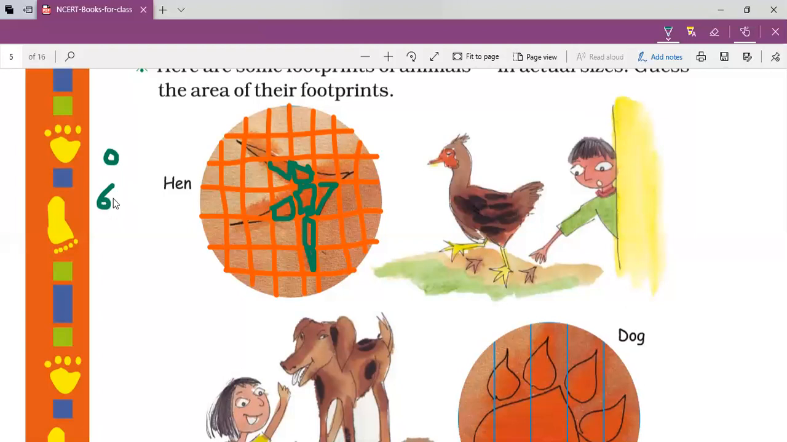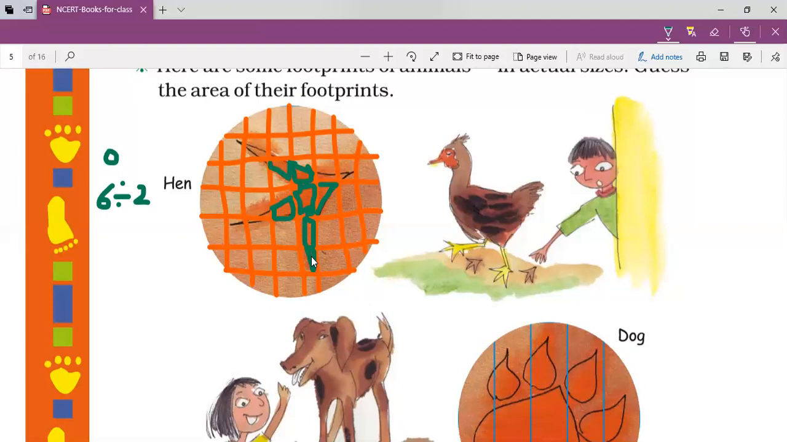One and a half, yes, means 2. So what do you have to do? You have to divide this 6 by 2. See, if we take this half and this half, what will form? 1. If we take this half and this half, how many squares will it be? 1. This half and this half will make 1 square.